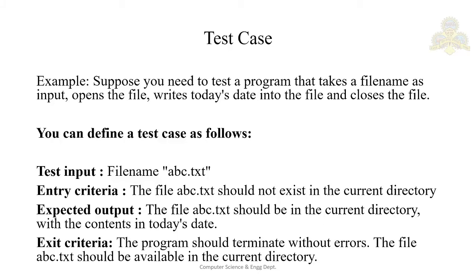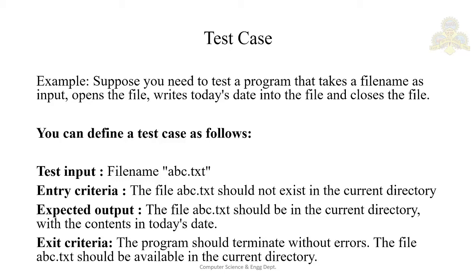Okay, so we'll take an example and understand this one. Say suppose you need to test a program that takes a file name as input. Once the file name is given as input, your program opens the file, writes today's date into the file, and then closes the file. Now you have to test this one. How do you define a test case for this? What is the input? What is the entry criteria? What is the expected output? And what is the exit criteria?